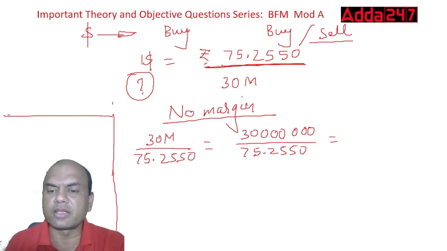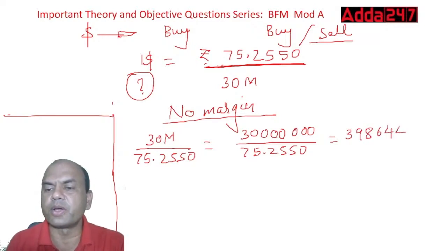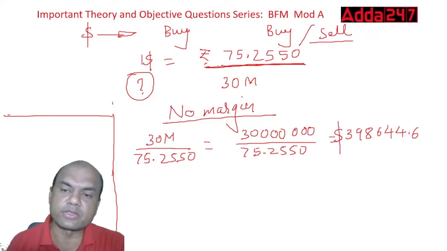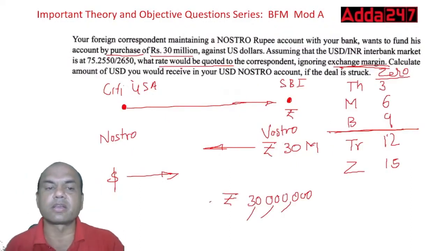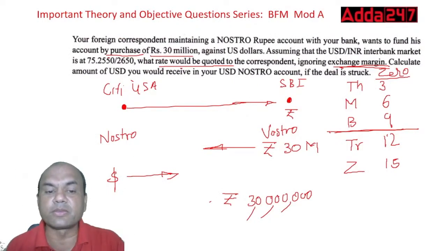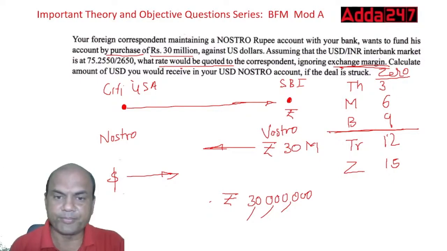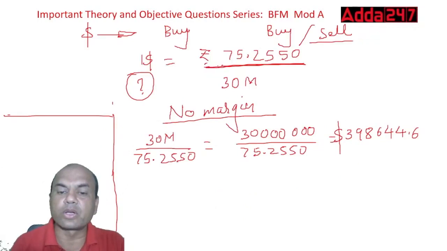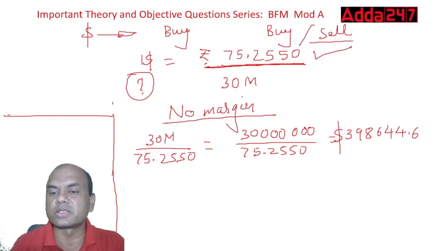398,644. Correct. 0.6. So this is what currency? Dollar or rupees? This is dollar. So dollar 398,644. This much dollar we will be getting. See, the question is over here: calculate the amount of USD you will receive, because dollars will be coming in. So you will be getting 398,644 dollars, and the rate quoted to this customer is 75.2550. These are the two answers.